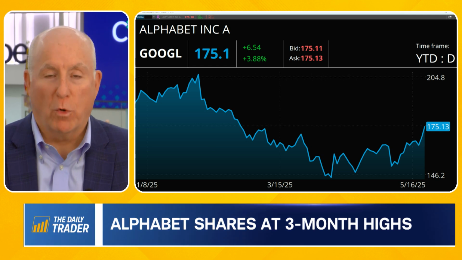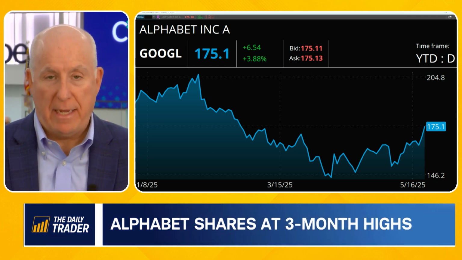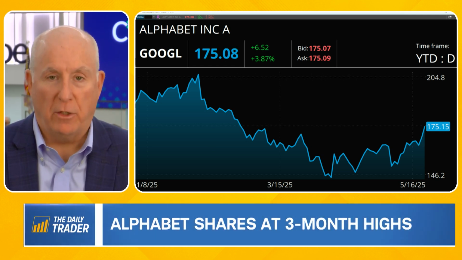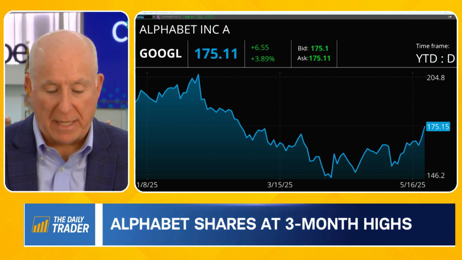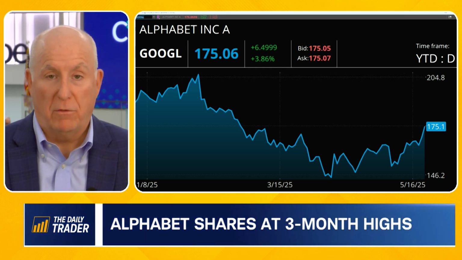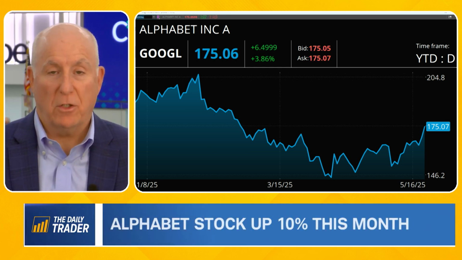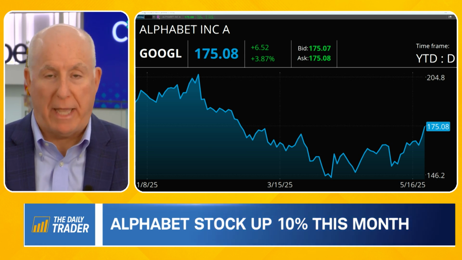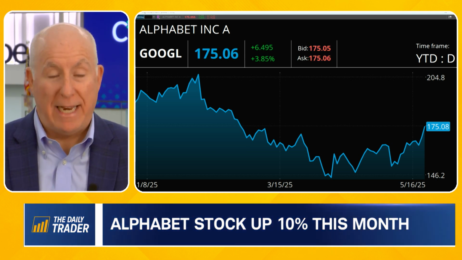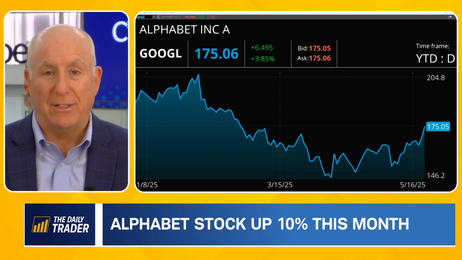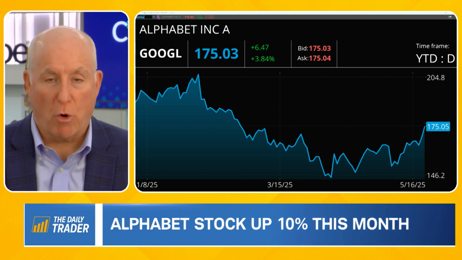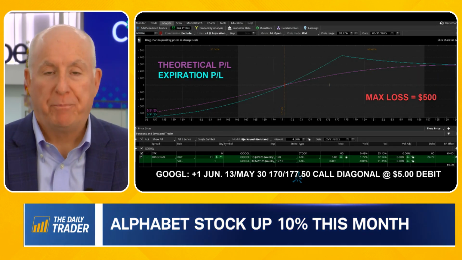So what we're going to do is look at a call diagonal in Google Alphabet leaning to the upside. Now, the good news is that this call diagonal is a bullish play and Google Alphabet is going up. It has gone up already since we put this on, so we may have to adjust some strikes or the general thinking about this trade.